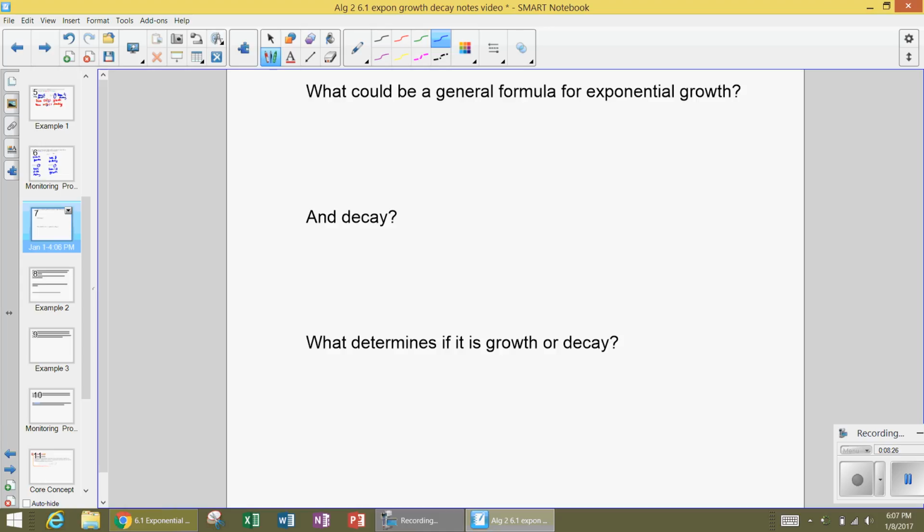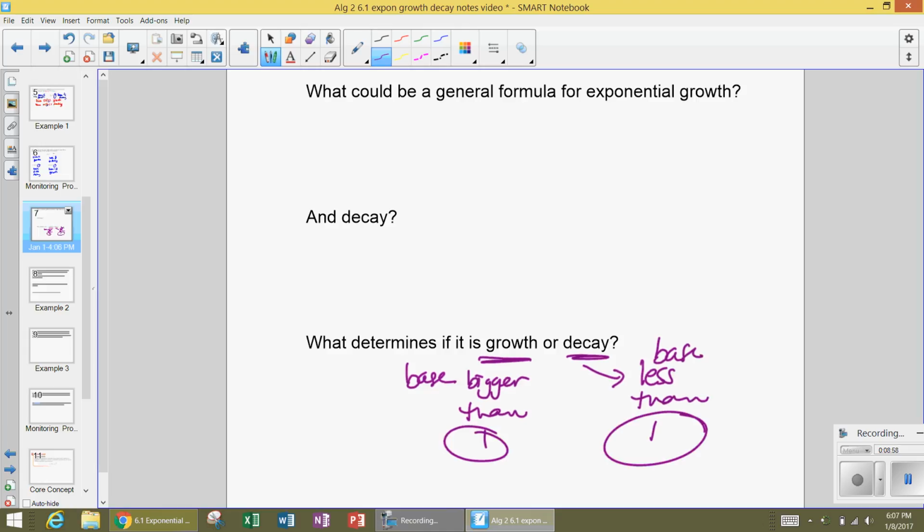Slide number 7. What would be a general formula for exponential growth and decay? And what determines if it's growth or decay? Let's actually answer that last question first because that will help us create general formulas. If it's growth, we said the base has to be bigger than 1. And let me write here that the base is bigger than 1. And if it's decay, the base is less than 1. So each of these bases decides whether it's greater than 1 or less than 1.